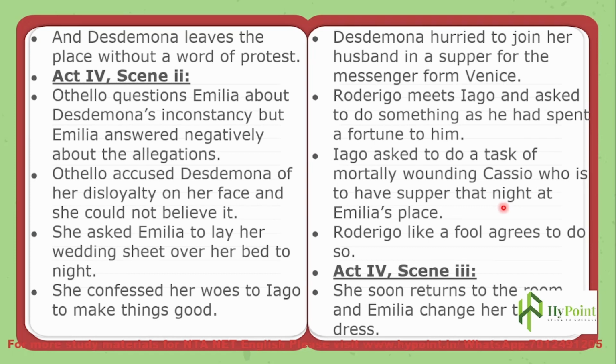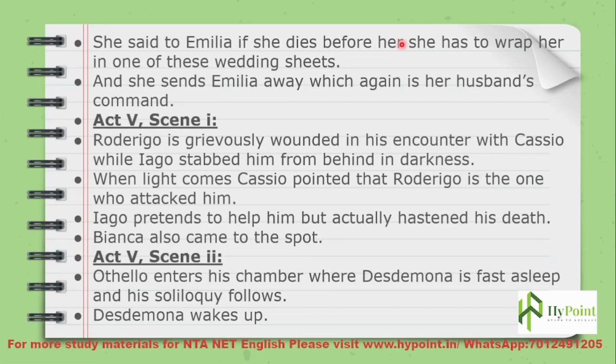Act 4, Scene 3. She soon returns to the room and Emilia changes her into her night dress. So Desdemona, after the supper, goes back to her room and Emilia changes her into her night dress. Then what happens? While they were changing the dress, she actually thinks about her death, and in a moment she says to Emilia that if Desdemona dies before Emilia, then Emilia has to wrap her in one of these wedding sheets. So this is actually a prophecy, as she even suspects that her imminent death may be coming.